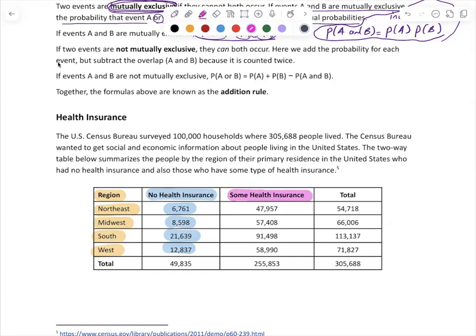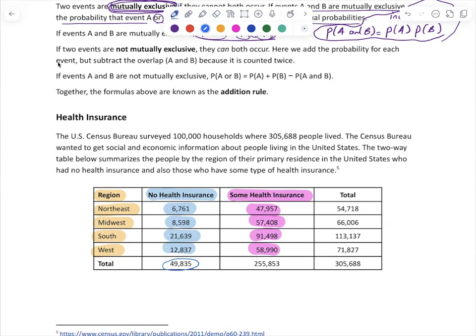Whom have some health insurance? In Northeast, you have 57, and in Midwest, you have 57,408. In South, 91,498, and in West, 58,990. You also have the margin, which are the total for each category.